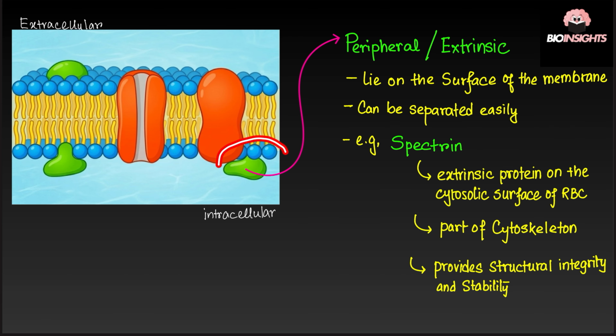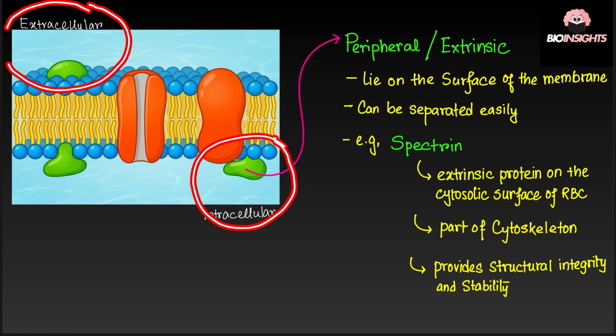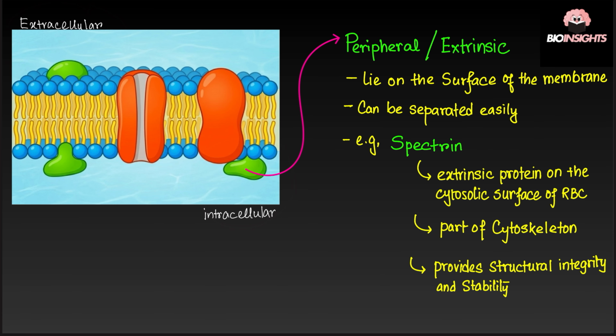The second type of protein found on the cell membrane is the peripheral protein, also known as the extrinsic protein. They lie on the surface of the membrane. Now, the surface can be on the intracellular side of the membrane, or it can also be on the extracellular side of the lipid bilayer. Because they are loosely attached to the surface of the lipid bilayer, they can be separated easily.